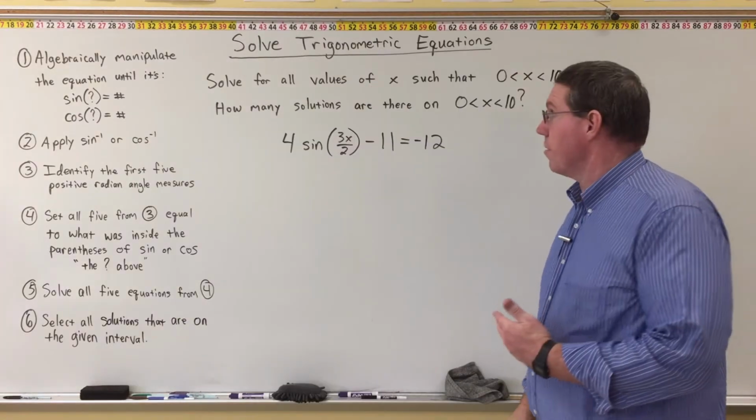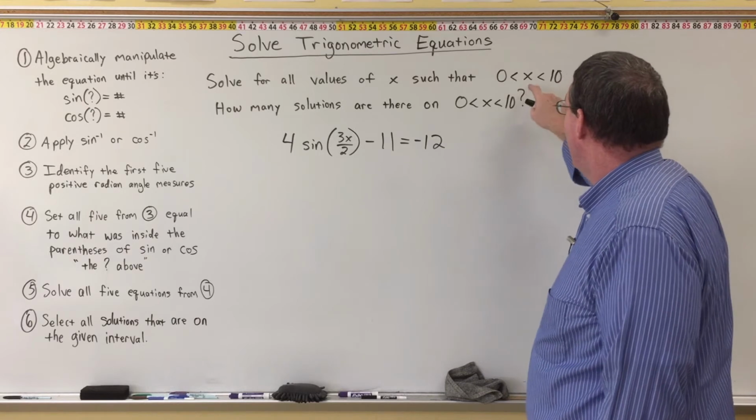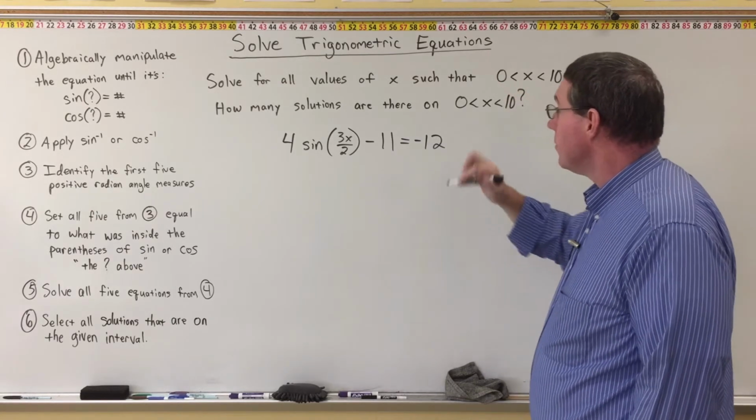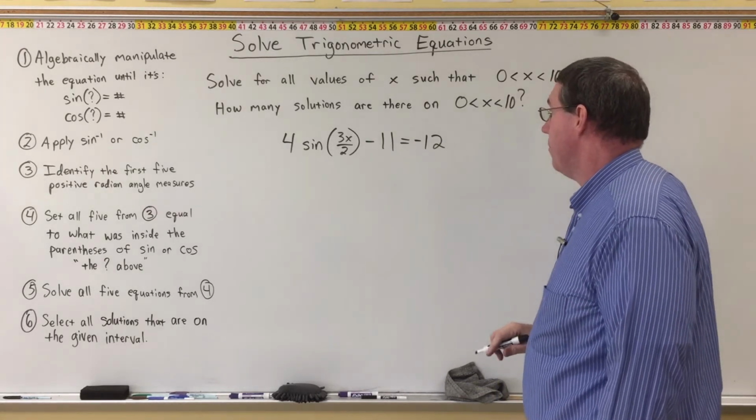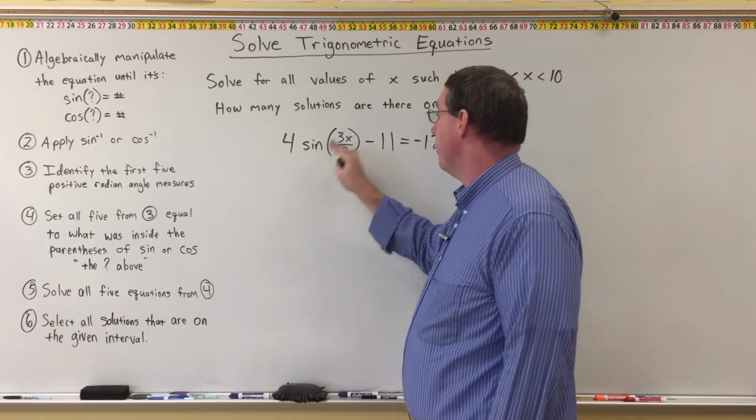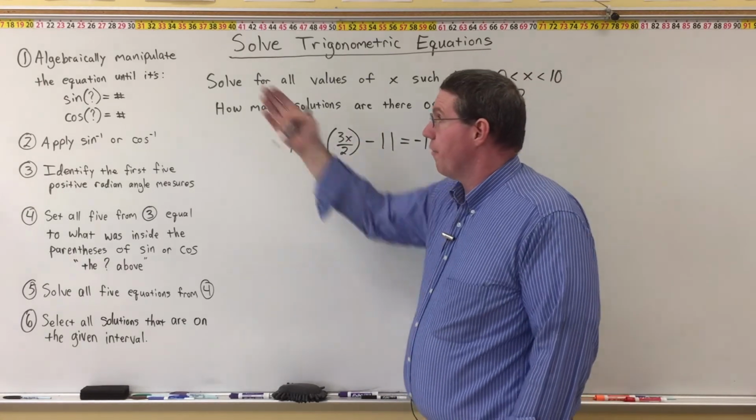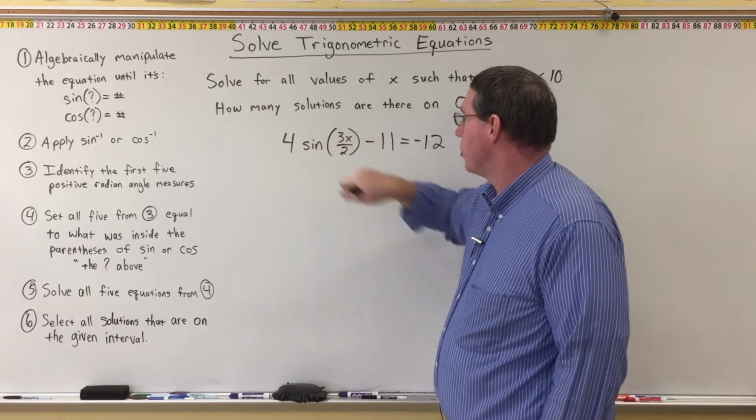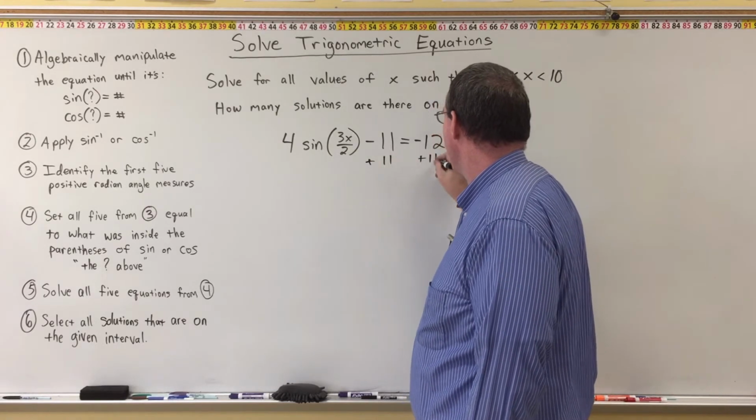All right, here's our next example. It says solve for all values of x such that x falls between 0 and 10. And how many solutions are there on the interval from 0 to 10? Okay? And we've got 4 sine of 3x over 2 minus 11 is equal to negative 12. All right, so the first thing we're going to do is algebraically manipulate everything that is not the trigonometric portion. Okay? So let's go ahead and add 11 to both sides.